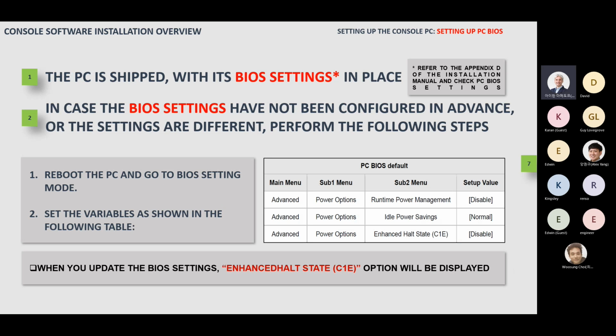So as you know, you have to do these BIOS settings, and if you have the PC from VATECH, usually we do all these BIOS settings here, so you don't have to worry about that. But if they are not configured in advance, and if you don't get the PCs from VATECH, or they are different, then make sure that you reboot the PC and go to BIOS settings, and set the variables as shown in this table. All you have to do is just follow the steps described in the technical manual, and everything will be set up.